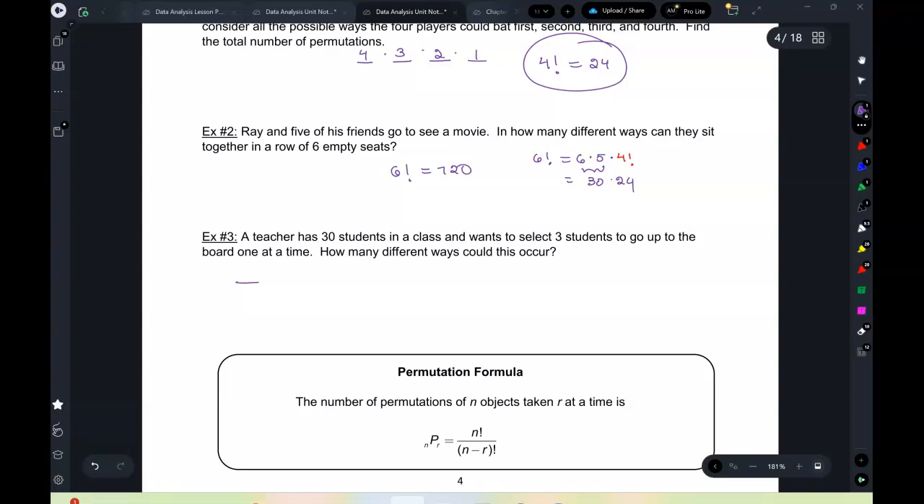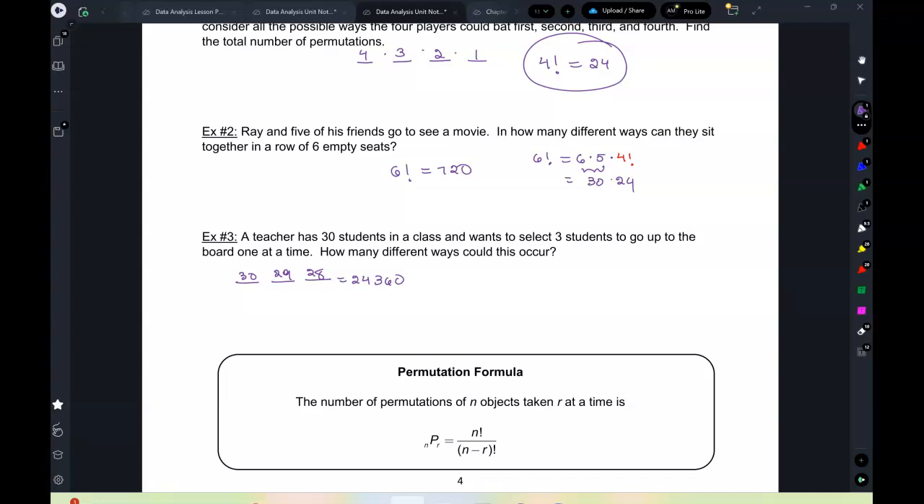The first time around, there are 30 possibilities. Okay? Now, one person went and they can't go anymore. So the next time around, how many people are there to go? 29. And the next time is 28. And that's it. We're done picking. So that will be 24,360. Okay. So what is this? How did we come up with this?